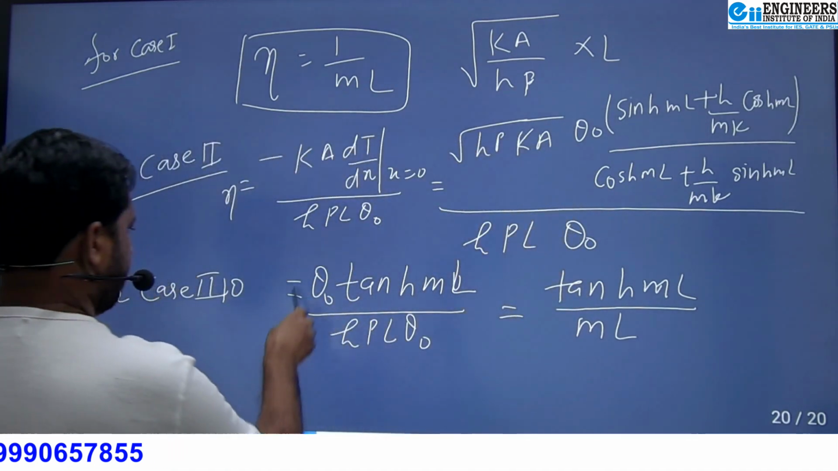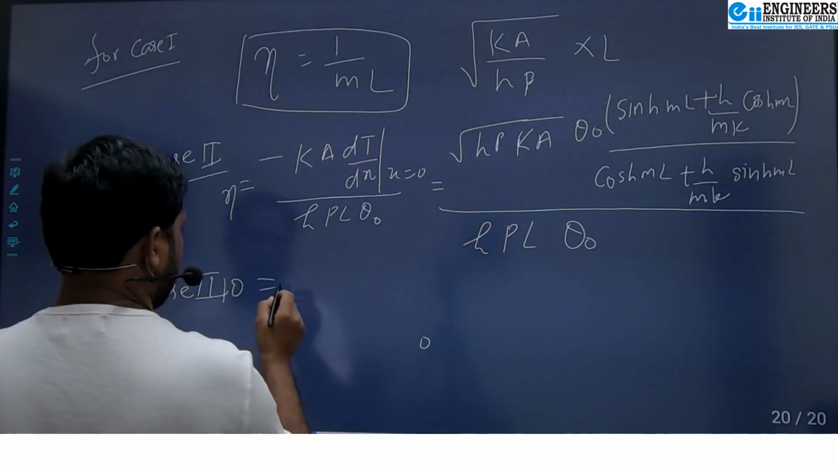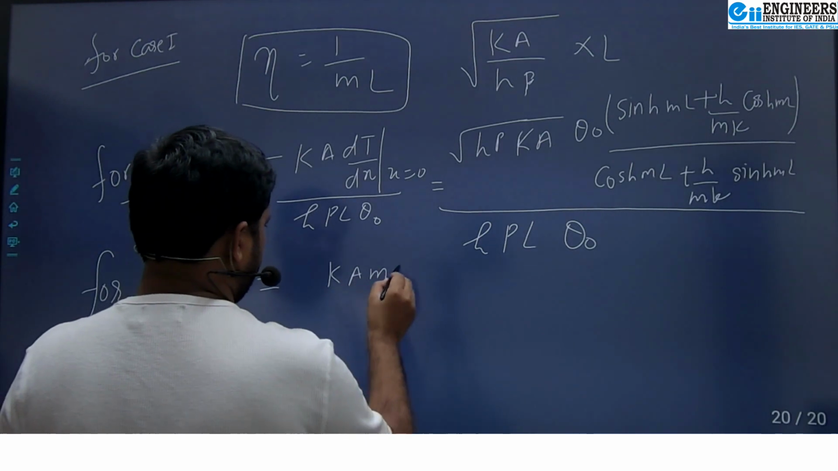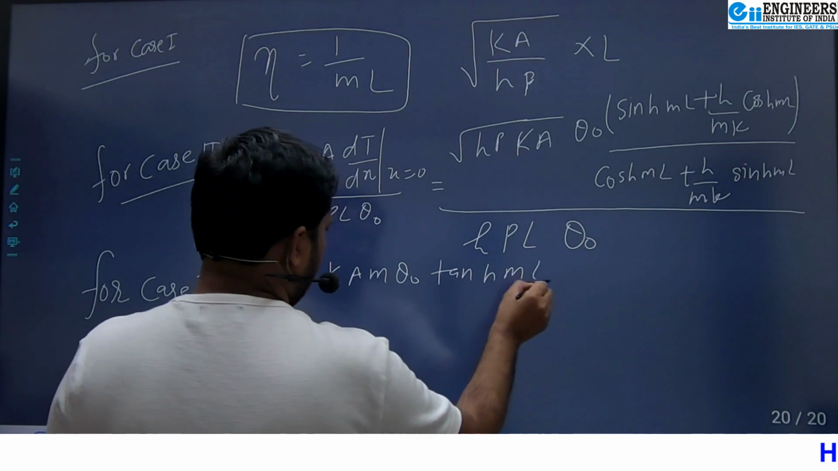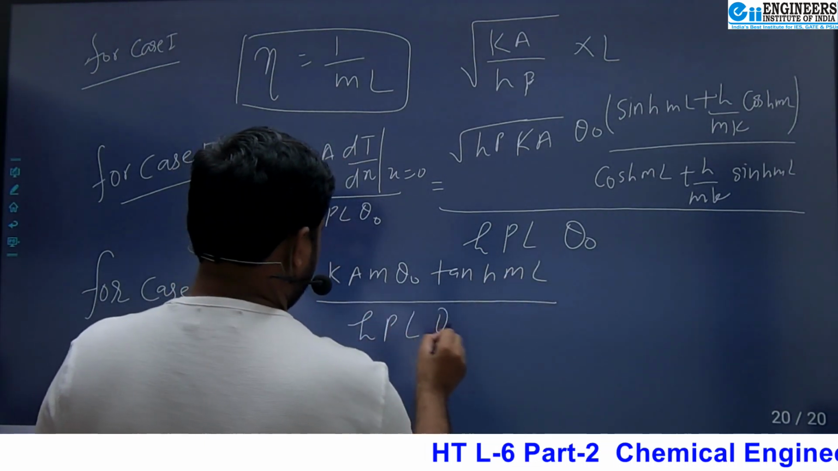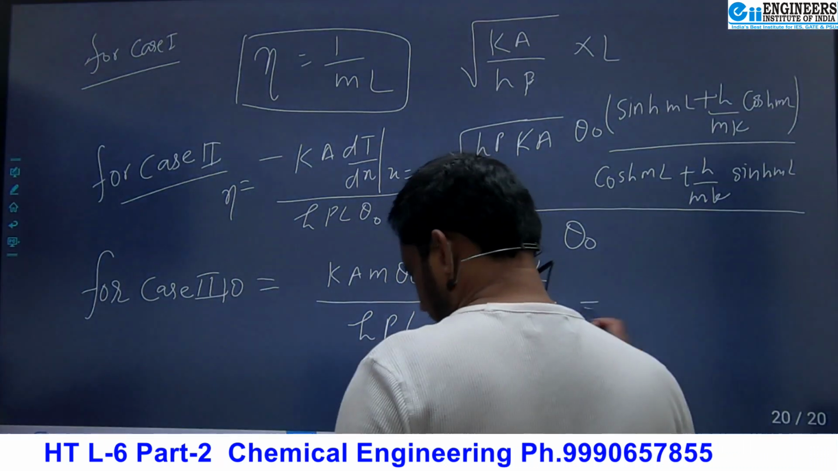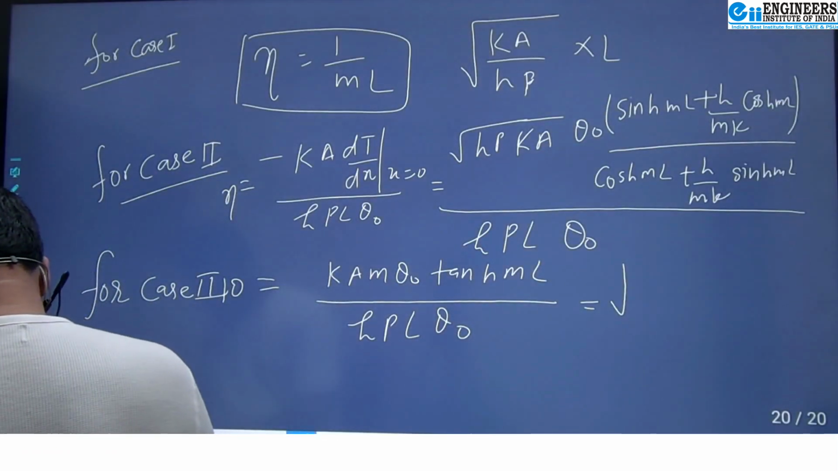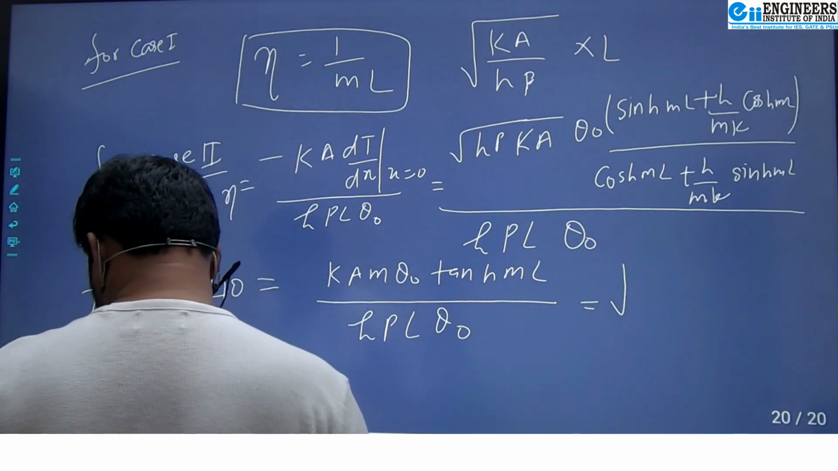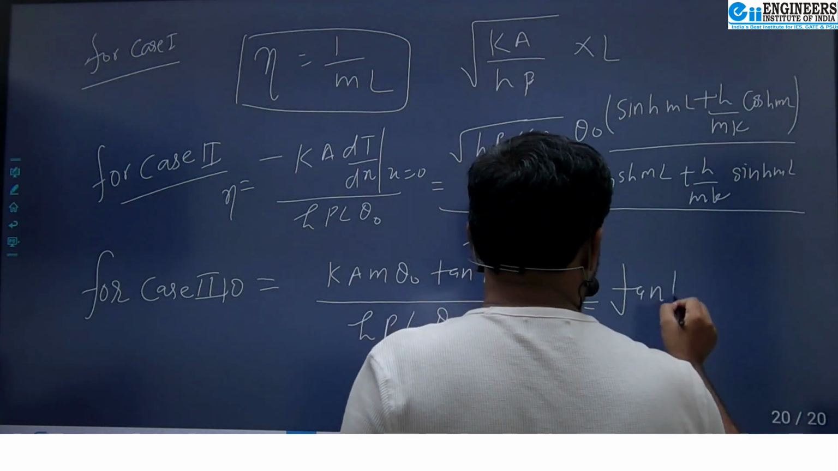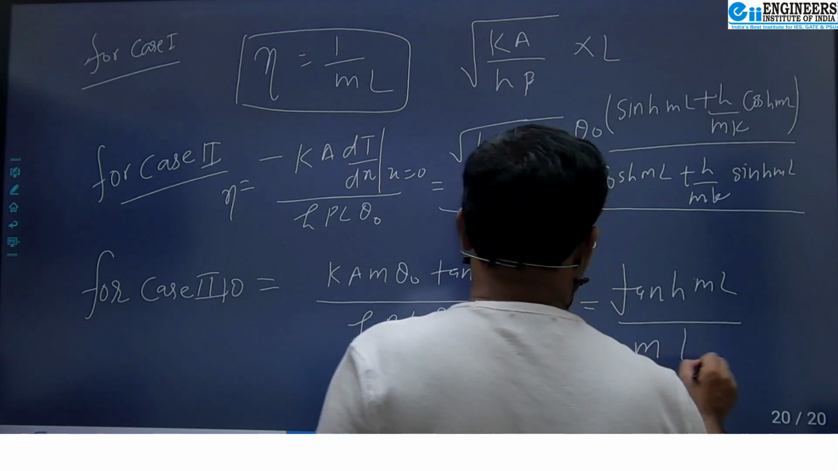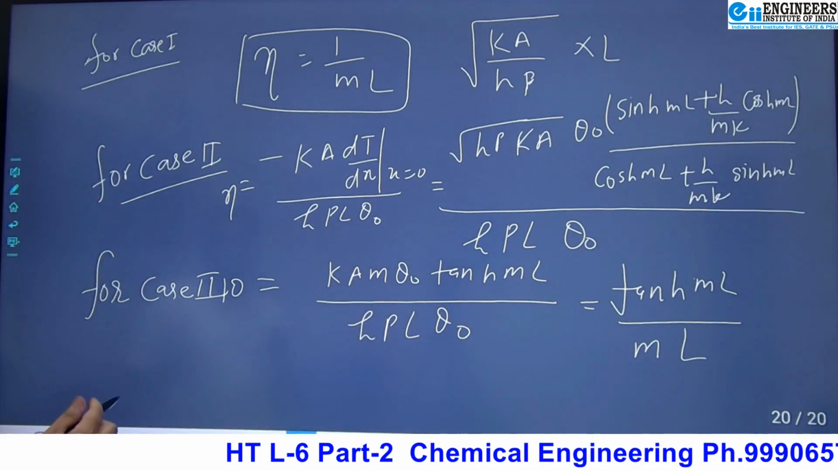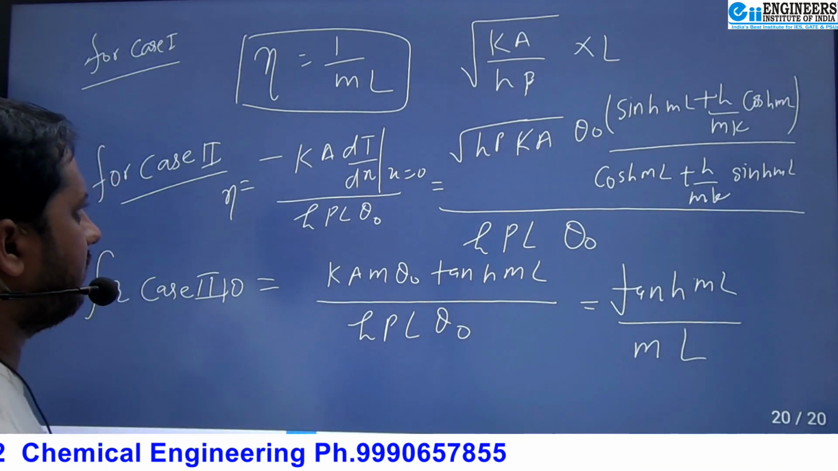So whenever you find this case 3, the actual heat transfer is nothing but k m theta naught tanh mL, and the ideal is hPL theta naught. When you work it out, the value is nothing but tanh mL upon mL, because m is root(hP by kA). So this is the value. We have seen in all those 3 cases what the fin efficiency is.